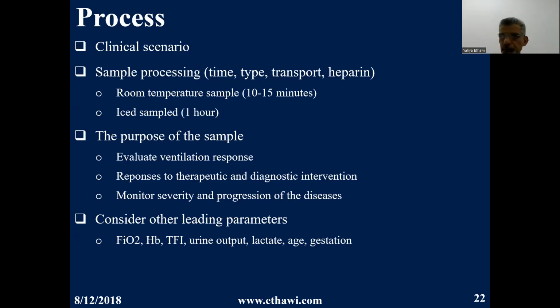We need to know the clinical scenario, the sampling itself, which place, and is it artery, vein, or capillary, how long it took, how it was transported, the hemoglobin, what the room temperature is, was it put in ice or not, and so on. And always we have to ask ourselves why we're doing the blood gas. Are we going to evaluate the ventilation that we're giving to the baby? Or we gave some intervention and we look, or we are doing it as a diagnostic test? Or we are monitoring the regression or the progression of the disease. You also need to consider other factors such as FiO2, hemoglobin, fluid, urine output, lactate, age, gas, loops, graphics, trend, and so on.